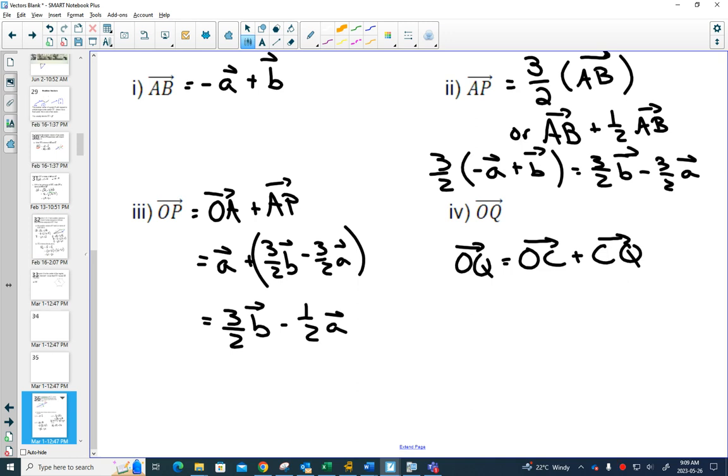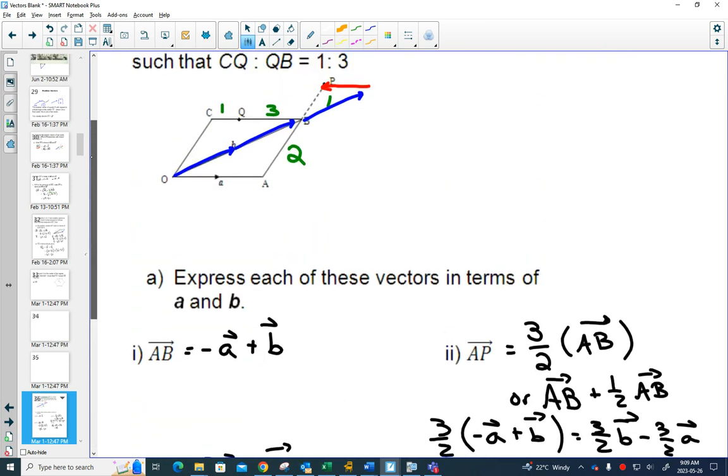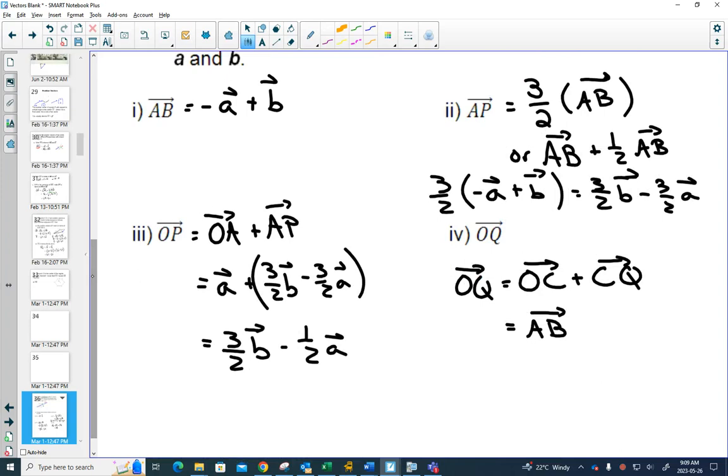And now we're going to do some interesting math. Are you okay if I replace O to C with A to B, and if I replace C to Q with just 1/4 of A? So this is the abstract step.